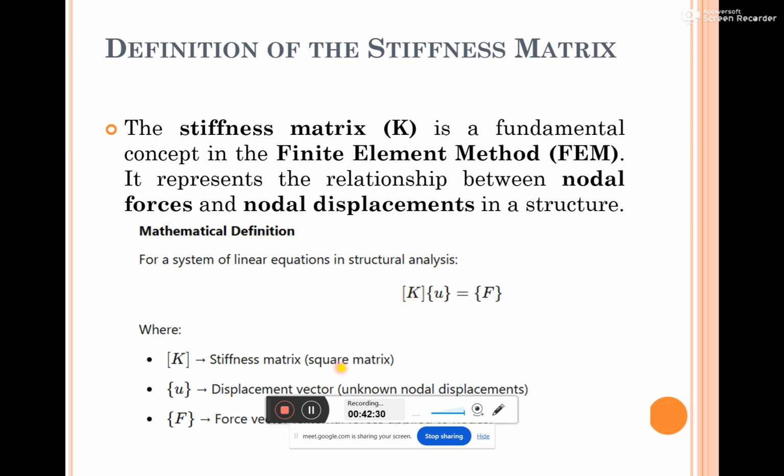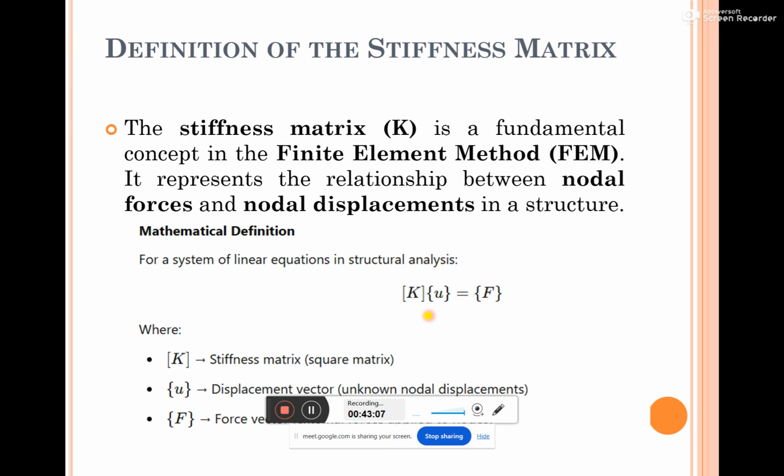It is a square matrix, and U is the displacement vector. Due to the application of that particular force, there may be a displacement at that particular load. That displacement we can find out by using this stiffness matrix. If this K value is higher, then you can say that it is a material having a higher amount of deformation resistance.